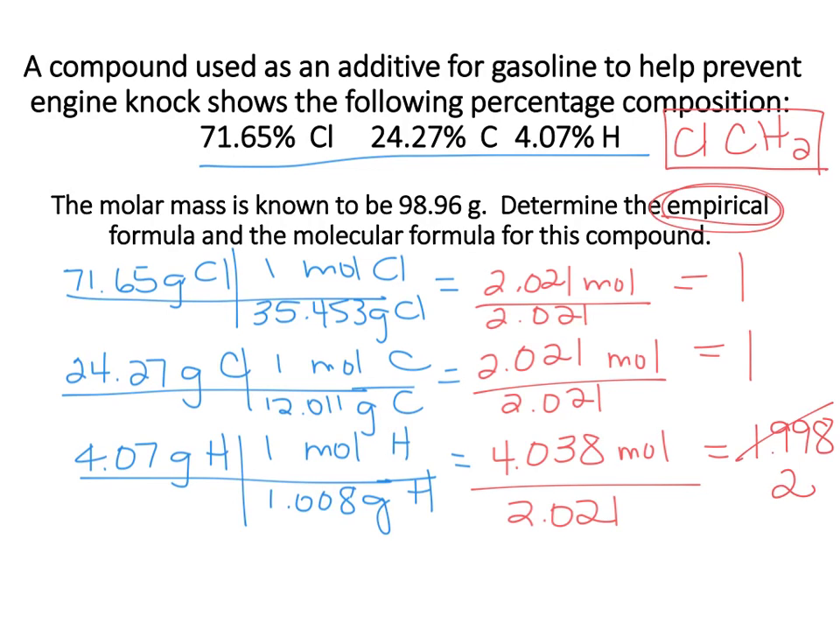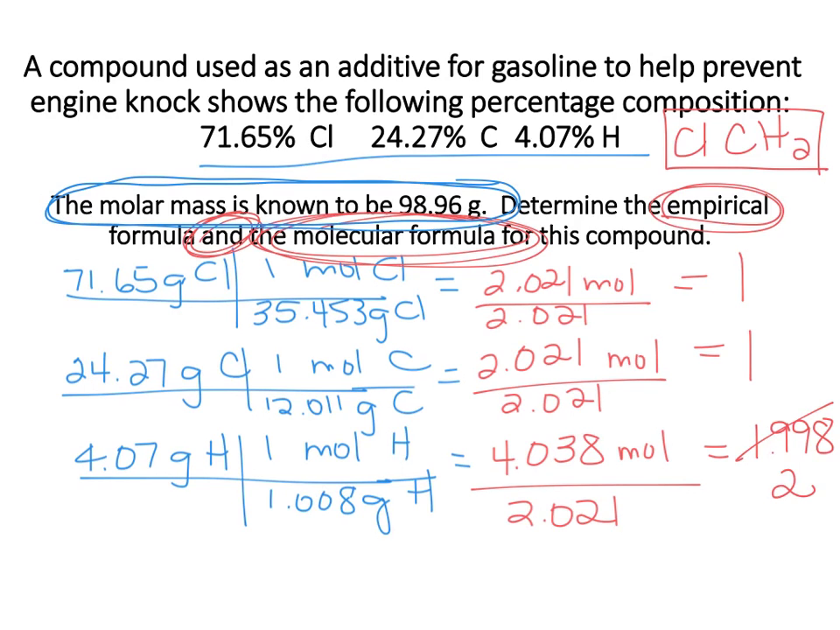But we haven't answered the entire question. It says determine the empirical and the molecular formula. So they want both. So they want us to inflate this. Well, it didn't say to what. Well, it kind of did. Look at the clue. The molar mass is known to be 98.96 grams. So we want our mystery compound to equal 98.96 grams. Don't worry, it was just Giovanni Escobar. That explains everything.